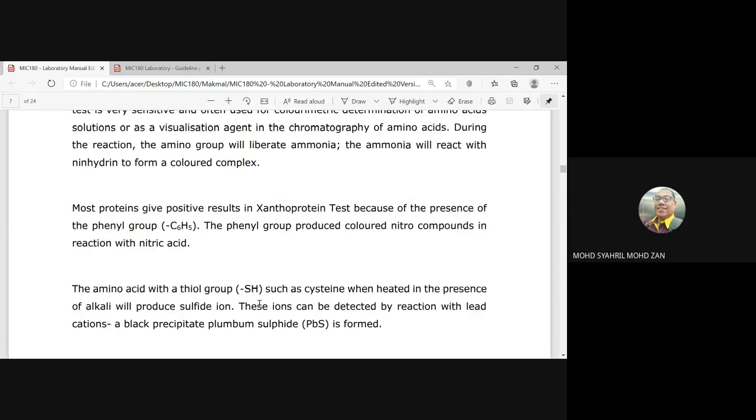Okay, paragraph 3: most proteins give a positive result on the xanthoproteic test, because of the presence of phenyl groups. This phenyl group produces a colored nitro compound, which reacts with the nitric acid, right? So this one is the xanthoproteic test. Xanthoprotein test.